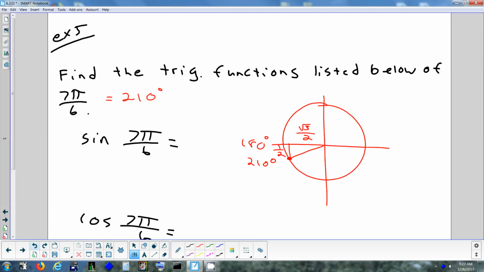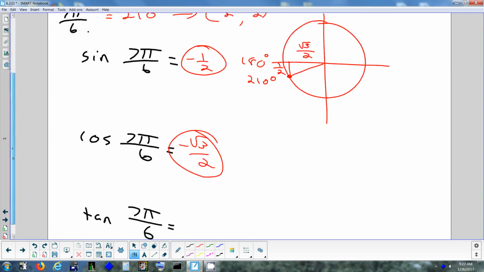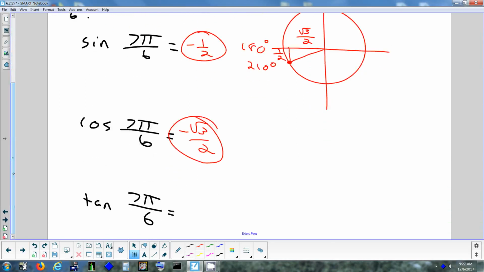Now for the coordinate, just take into account the directions. So what would be the coordinate for 210 degrees? Juliana? Negative square root of 3 over 2. Yep. And negative 1/2. Okay, so Abby, what would my sine be? Negative 1/2. Cosine? Negative root 3 over 2. And what about my tangent?